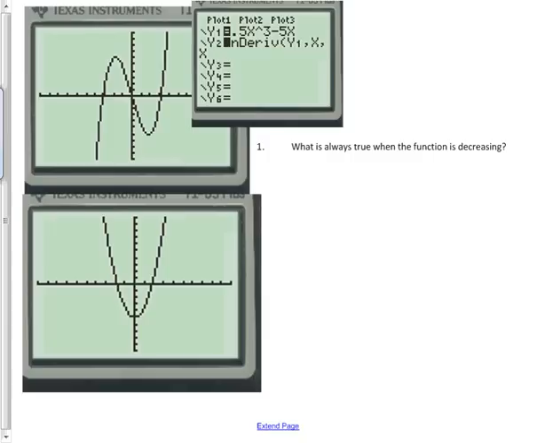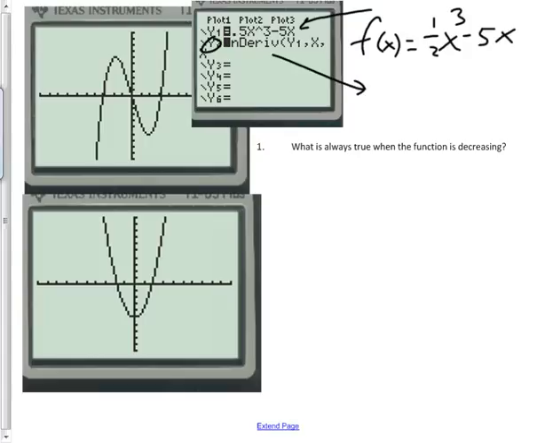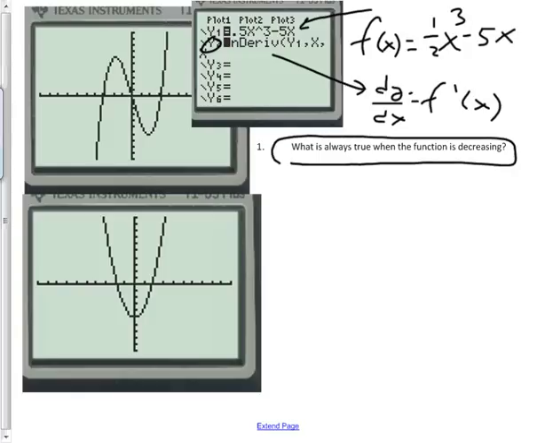Okay, so we're looking at the function f of x equals 1/2 x cubed minus 5x. That's what's put into y1. And then in y2, I'm just graphing the derivative function, or f prime of x. Same notation, well, different notation, same idea. And we want to know what's always true when the function is decreasing. So here's f of x, here's f prime of x.